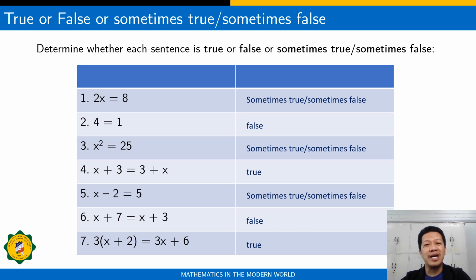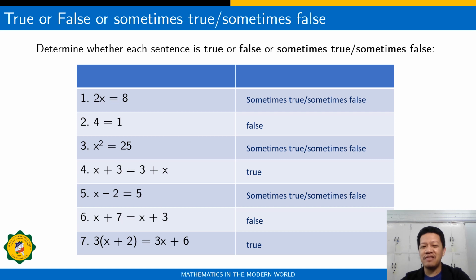Isn't it when you solve for x, there are actually one or two values of x that will make the equation true? Let's say number 1, 2x equals 8. What value of x will make the equation true? Solve for x. Is it 4? Yeah, it's 4. How about number 3? x squared equals 25. There are two values of x that will make the equation true. That's 5 and negative 5.